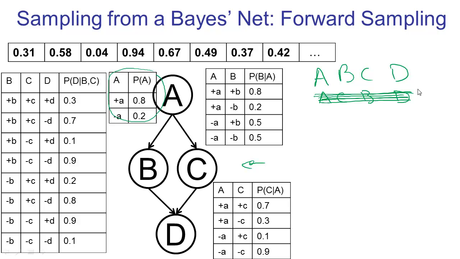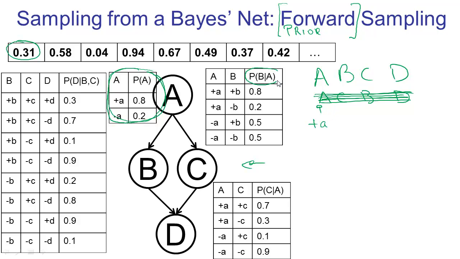We'll work with ABCD to sample from this Bayes net using forward sampling, which is often also known as prior sampling. We first sample the first variable in our ordering here, which is A. We look at the distribution for A. We look at the number over here, 0.31, that will map to plus A. We move on to B.